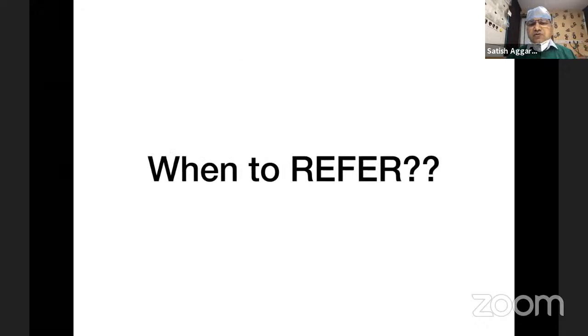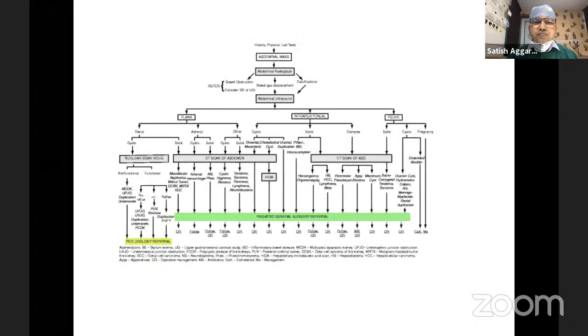So a big question, when to refer? I'll not go into the detail of this flow chart.